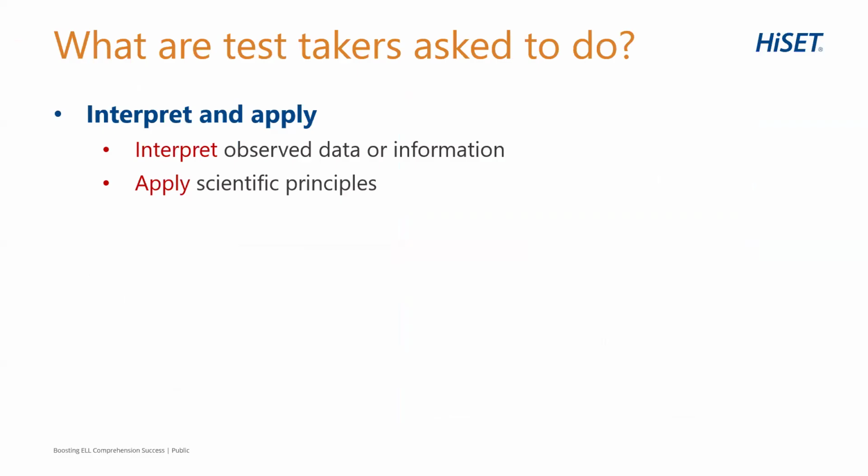So what are students asked to do in our science test? Again, think about what might affect ELLs while you read the description. They first have to interpret and apply. What do they do? Interpret observed data and information and apply scientific principles.